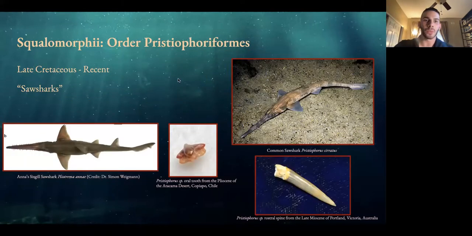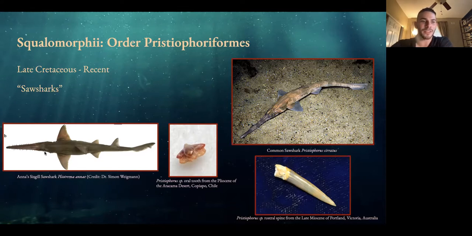So after that, we have the order Pristiophoriformes. These are from the late Cretaceous through recent. Though one has been described from the early Cretaceous, it hasn't been accurately documented nor figured. So I would be apprehensive about putting these within the early Cretaceous. So to be safe, I'm going to say late Cretaceous through recent. These are the saw sharks.